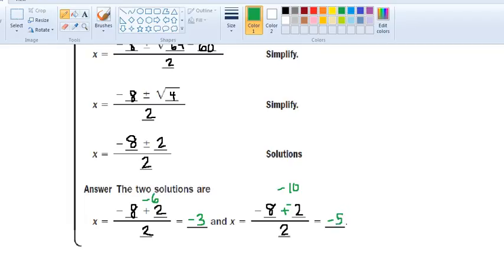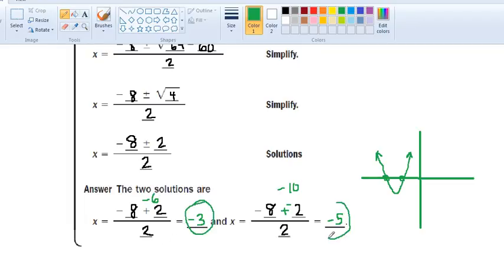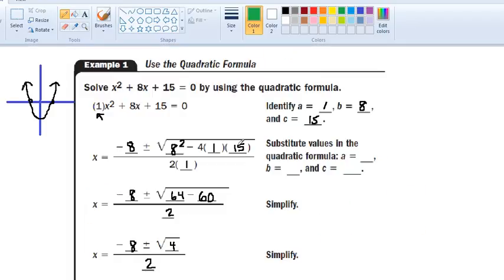Okay, now here's what this saved us. People wonder, what's the purpose of the quadratic formula? Here's what this saved us from doing. We could have graphed this, and it probably would have come out somewhere around here and here, or the intercepts, so maybe something like that. But we don't have to guess, and we don't have to graph. And our answers are x equals negative 3 and x equals negative 5. Those are the two solutions for this equation.